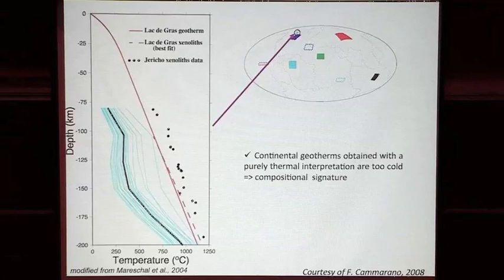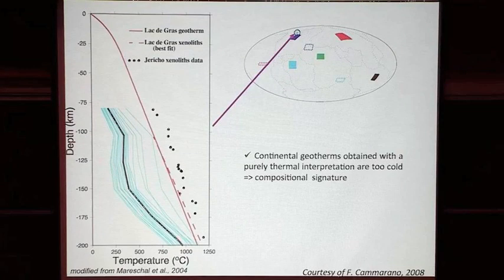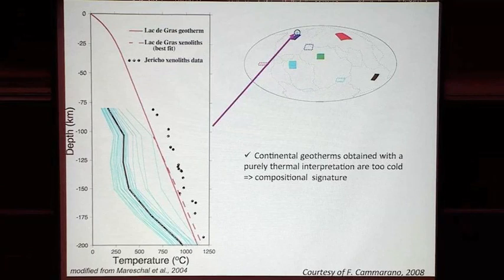So this is an example in the Canadian Shield, where we compare the geotherms obtained from xenoliths with this temperature profile obtained from interpreting the seismic data only in terms of temperature. And this is the average in this region in the circle, and then this is the range. And you can see that the temperatures that you get from tomography are much too cold. So this is one argument that has been made by many other authors for a compositional signature in the cratonic lithosphere.